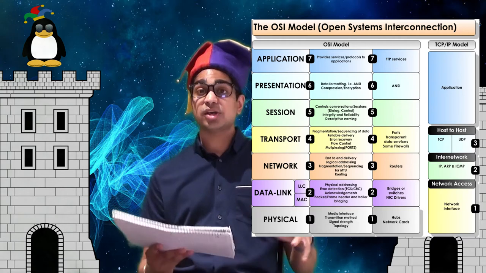HTTP works at this layer. For emails, IMAP and POP, Internet Message Access Protocol and the Post Office Protocol, they work at this layer. FTP, File Transfer Protocol, works on layer 7 here, at the application layer. SMTP is another one as well. There's a lot of different protocols that work here at the last layer of the OSI model because it bridges them all together from the bottom to the top. So that's the OSI model.